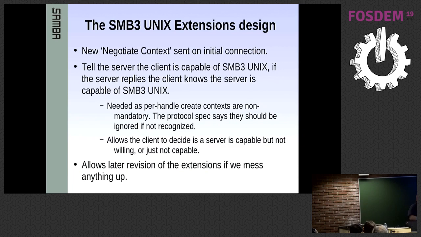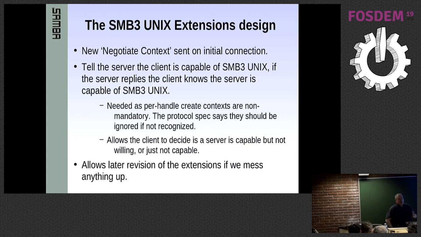And so that's what the negotiate context is for. If the server responds to the initial negotiate context, you know that the server is at least capable of doing the Unix extensions. And when you send them in further operations, if it refuses to do them, you know that the server is making a policy decision. You can tell the difference between I'm ignoring you or I don't understand you, which can be kind of important in protocols.